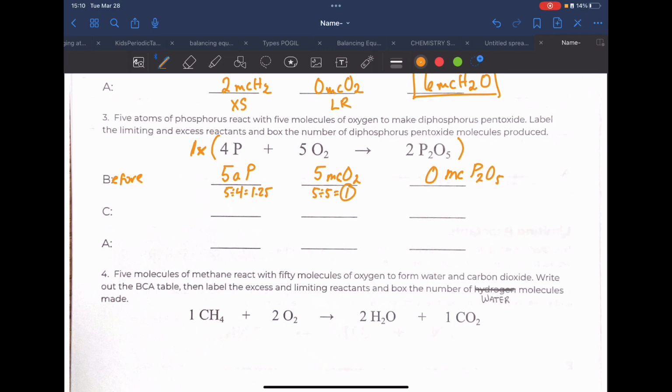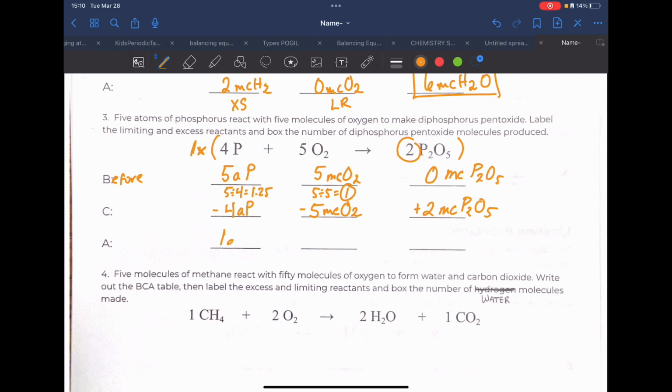Running this reaction 1 time, we're going to spend 4 atoms of phosphorus, and we're going to spend all 5 molecules of oxygen to do that. I'm going to make 2 molecules of P2O5 because that's how many I get from running the reaction 1 time.